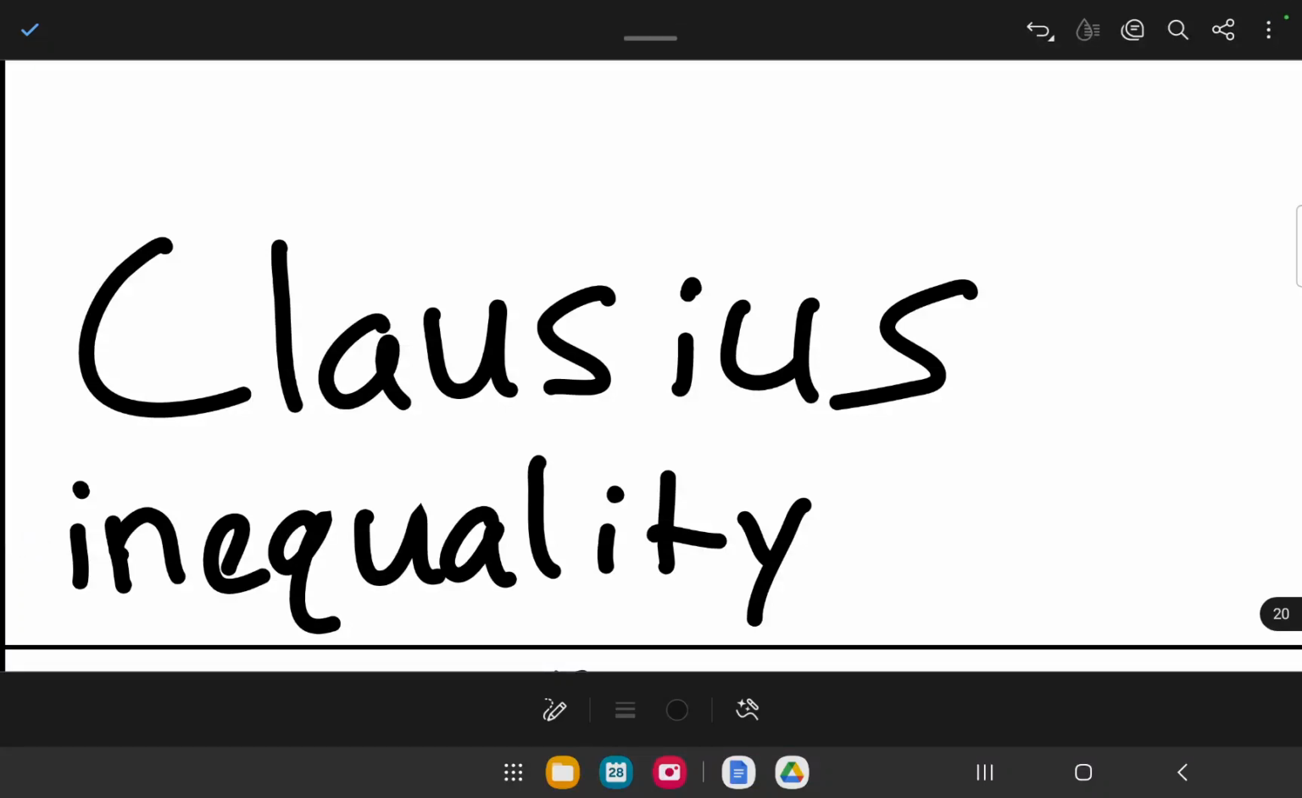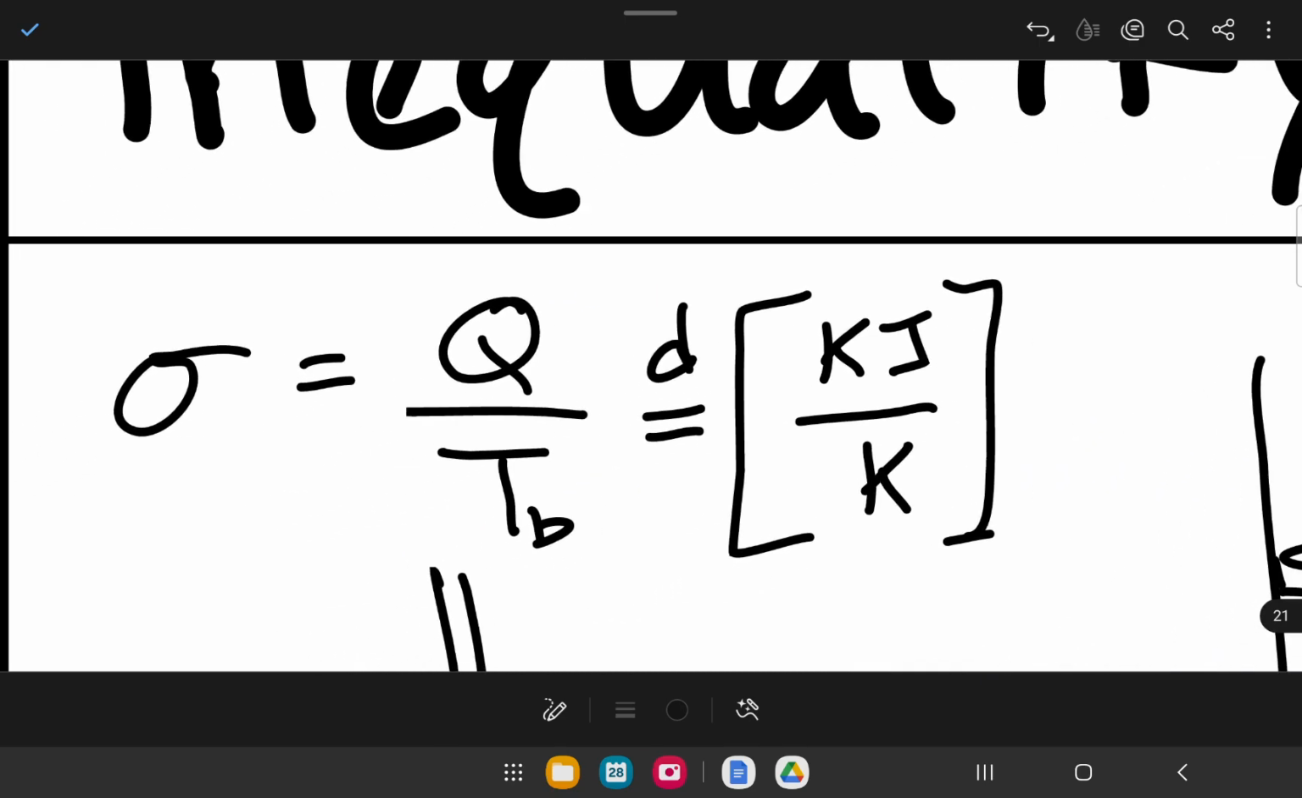All right, let's talk about the Clausius inequality from week 3. Clausius established this ratio here. Sigma is equal to heat over temperature at the boundary. We'll get into what sigma is now, but we'll just say that is the ratio that we're working with. The dimensions behind this ratio are going to be kilojoules per Kelvin, based on the units of heat and temperature.